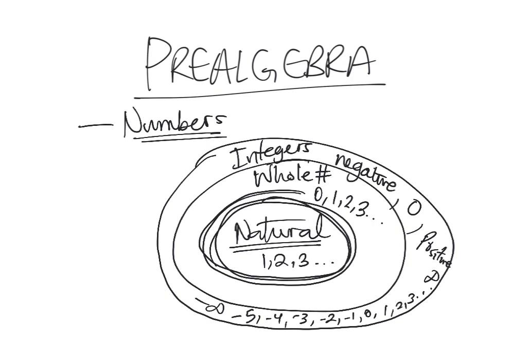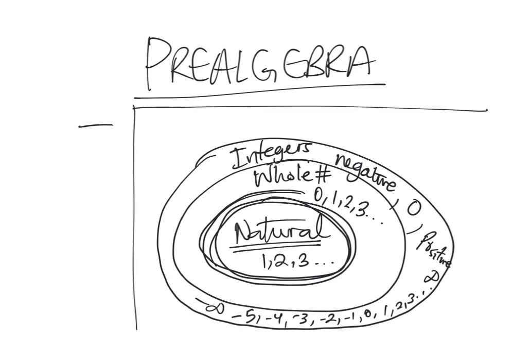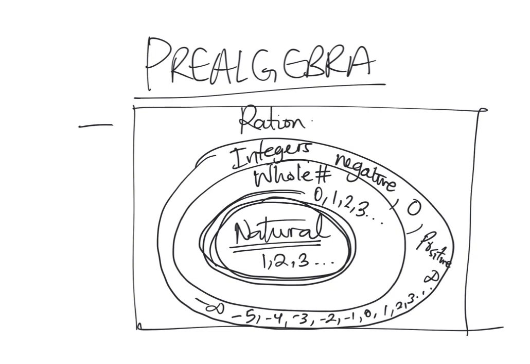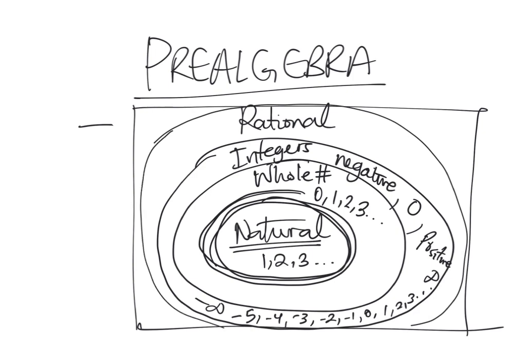So if I can move the numbers here out of the way, we can say there's a category here, and we're going to call that rational numbers. So everything, all these, belong to rational numbers. So rational numbers are basically numbers that can be written in the form of a over b. We're talking about a terminating decimal.